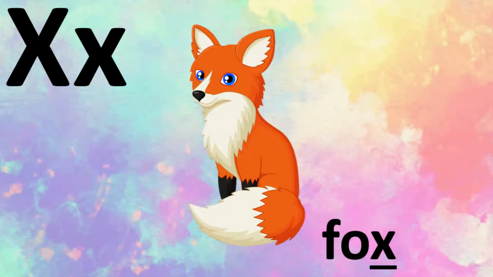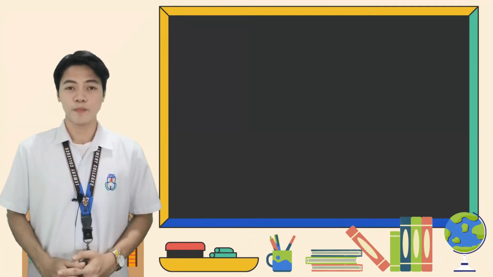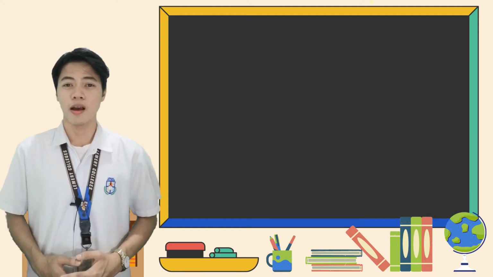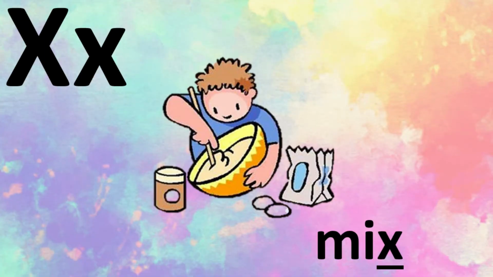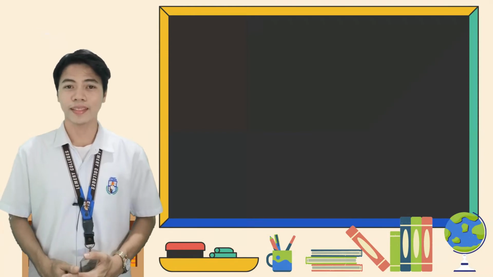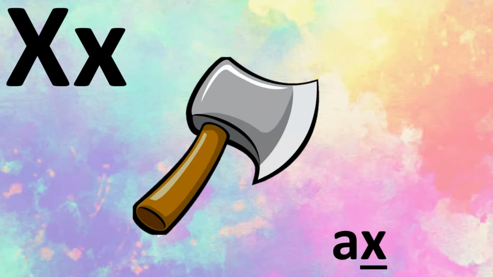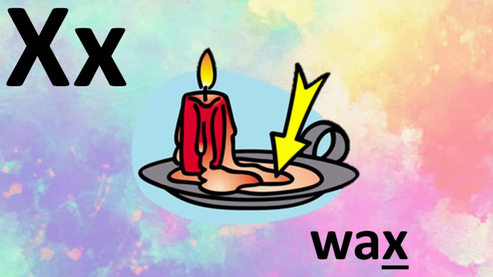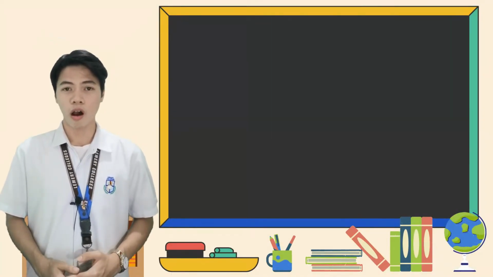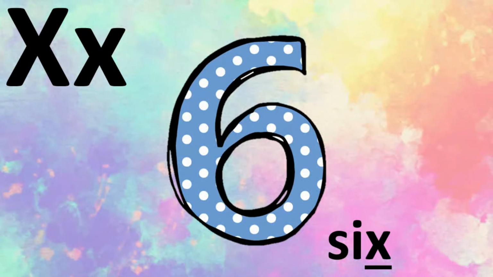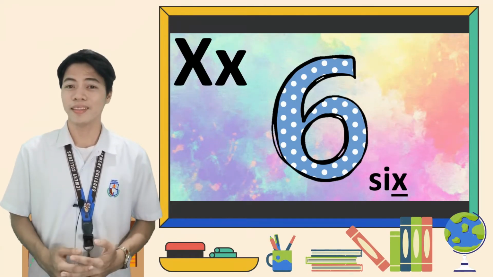Now, here are the words with X sound at the end. So, first, we have fox. Again, fox. Box. Mix. Fix. Ox. Wax. And six. Six. That is a number.